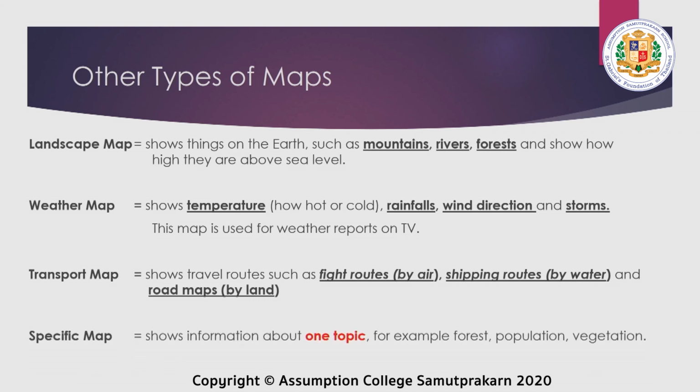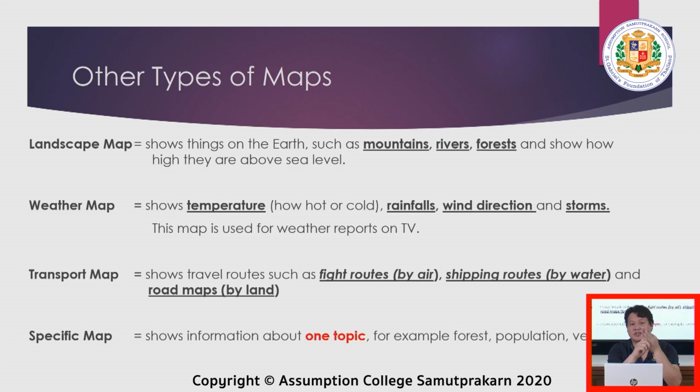Lastly is the specific map. It's specific. It shows information about one topic only. Compared to a weather map, which shows temperature, rainfall, wind direction, storms, many information. A transport map shows flight routes, shipping routes. There are many kinds of information there. But a specific map only shows one topic only. Specific map. Let's go into detail.